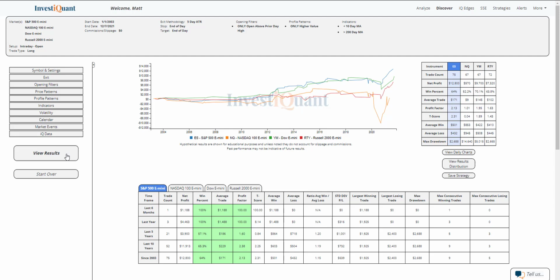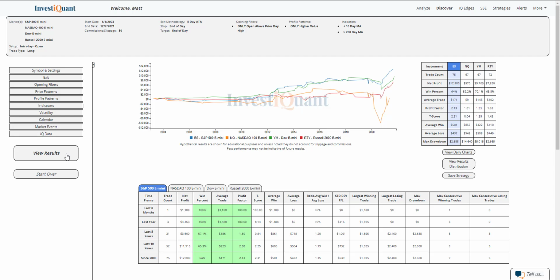Win rates on these generally favored everywhere except the NASDAQ. So S&P coming in, 64% of these have closed higher than the open. For the NASDAQ, it's just 52, so very neutral there. The Dow, the strongest of the group at 70%, and the Russell, 64%, so just like the S&P.